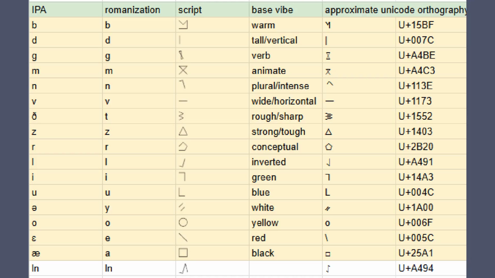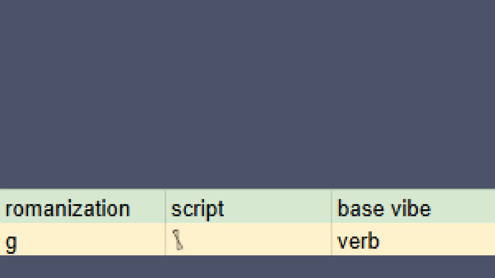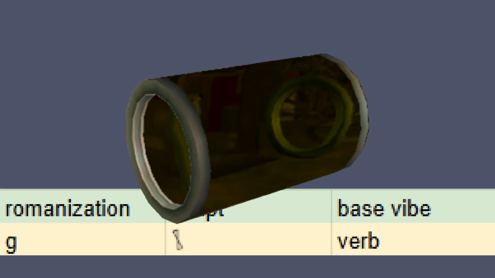If you want to further specify the possessor, just slap it right after the possessed noun. Example, bevoma magamaza, Agmashwa's hand. Verbs. You may have noticed in the phoneme vibes chart that the vibe for g is verb. This is the part where I elaborate on that.